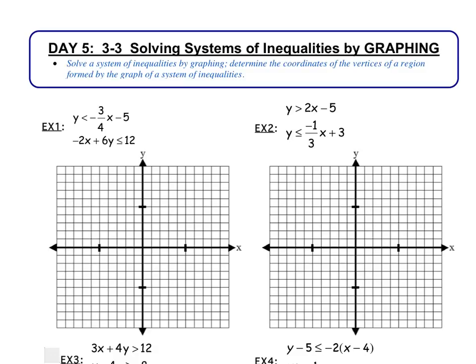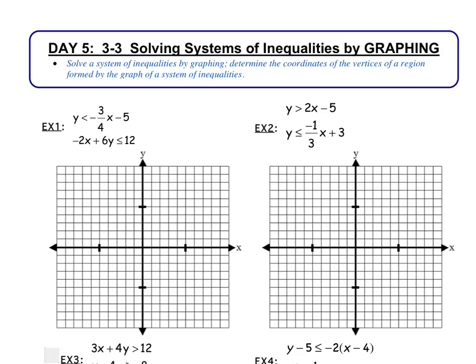Welcome to day 5. Today what we're going to do is talk about graphing a system of inequalities. We graphed single inequalities in the last chapter. Now all we're going to do is graph two inequalities at the same time and find the overlapping shaded region. Couple of reminders as we get going.